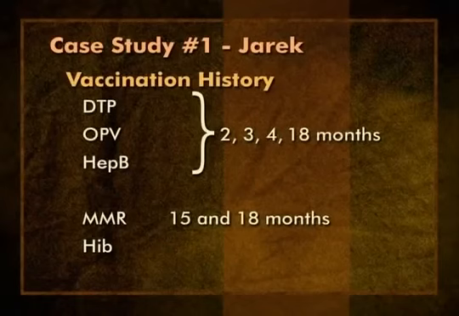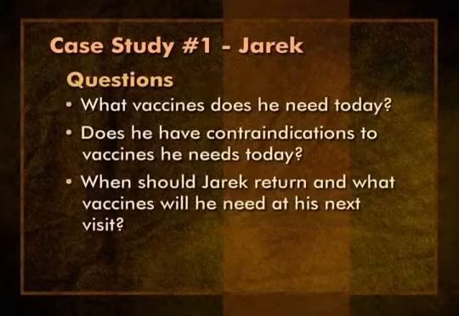Jarek's written vaccination record from Poland indicates that he received BCG vaccine at 7 days of age, DTP, oral polio vaccine, OPV, and hepatitis B vaccine at 2, 3, 4, and 18 months of age. He received MMR and Hib vaccines at 15 and 18 months of age. So here are 3 questions about Jarek. What, if any, vaccines does he need today? Does he have any contraindications to the vaccines he needs today? And when should Jarek return, and what vaccines will he need at his next visit?